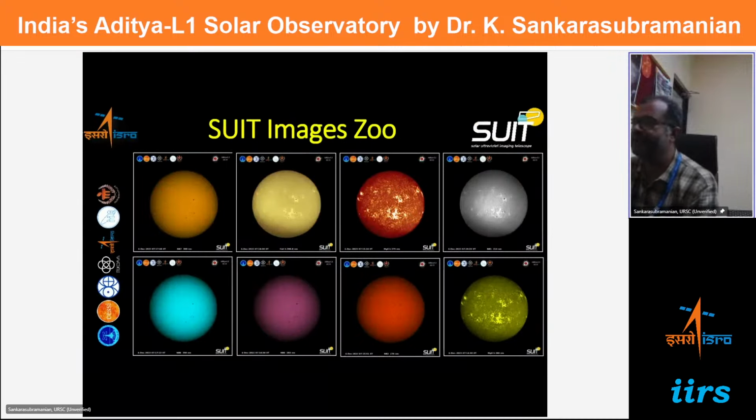Here is an example of a zoo of filter images from the SUIT, which covers both the chromosphere, which you can see here, and the photosphere structures. What you see here is a pretty good sunspot, and the plages which you see in the chromosphere, and the quiet regions, which are really quiet in this particular image.